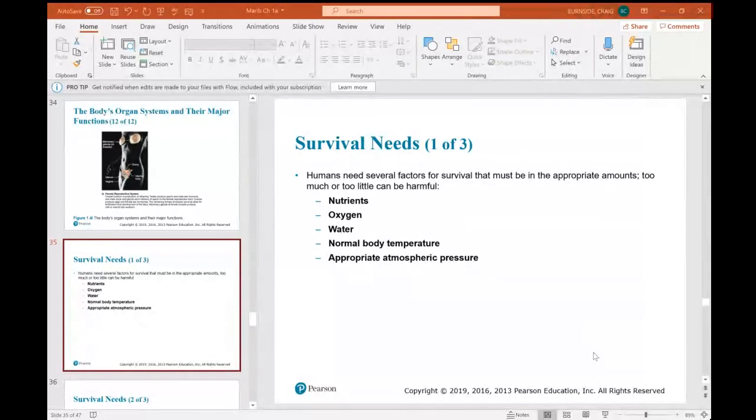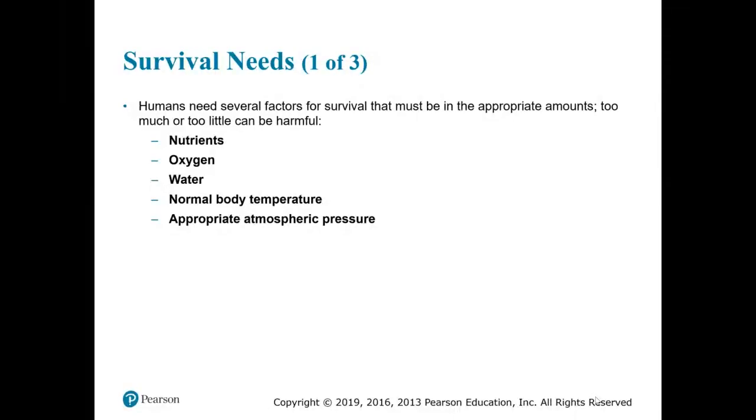Okay, comrades, let us proceed with Chapter 1A. So, I already mentioned some of the requirements for life. This section is on survival needs, and also then is going to segue right into the major theme of this topic: homeostasis and negative feedback. Negative feedback is the name of the process by which we maintain this balance known as homeostasis.